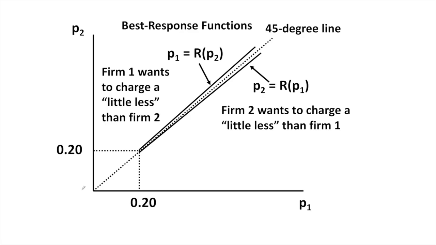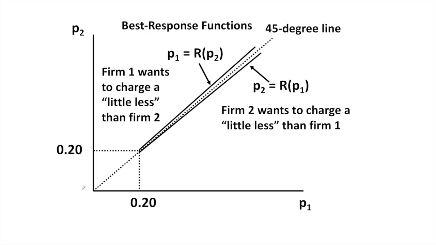Now we can see what that looks like on a figure. I show a 45-degree line. Of course, at the 45-degree line, both firms are charging the same amount. You can see the best response function for firm 1. Again, that's P1 is some function of the price that's set by the second firm, or P2. You can see the best response function for firm 2, and that's P2 is some function of the price set by the first firm, or P1.